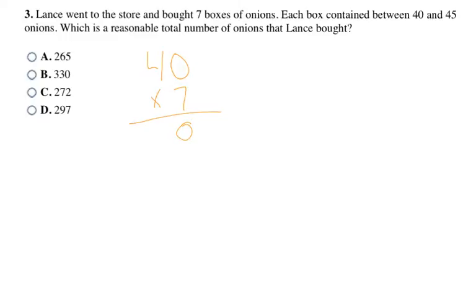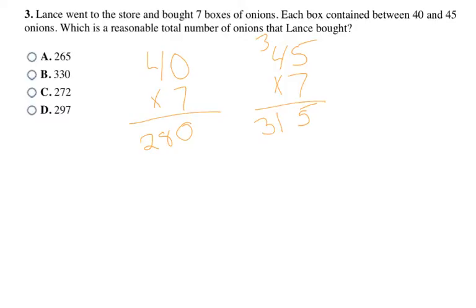So I'm going to take 7 times 0 is 0, and then 7 times 4 is 28. So that means that my answer cannot be below 280. And I'm going to do the same thing with 45 times 7, because that's going to tell me the biggest possible number of onions Lance could have bought. So 5 times 7 is 35. Carry the 3. 7 times 4 is 28, plus the 3 is 31. So that means he could have bought up to 315 onions, but not any more than that.